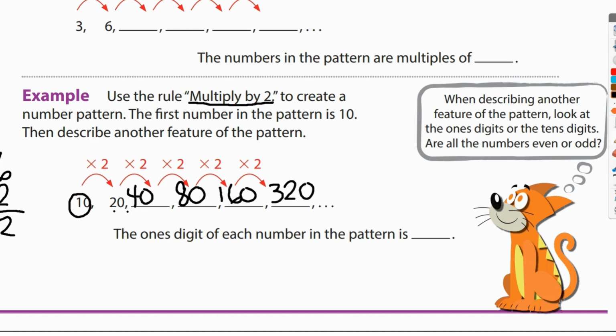Now, I'm going to take my highlighter. I want you to take a look at the ones digits. So let's look at the ones digit. I'm going to go ahead and choose a smaller highlight. Here we go. So this is my ones digit. This is my ones digit, and this one, and that one, and this one, and that's my ones digit. What do you notice that's the same with all the ones digits? Well, the ones digit of each number in the pattern, each one is a 0. So these are all multiples of 10.